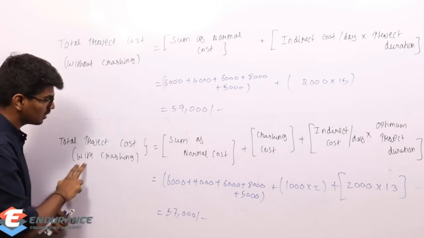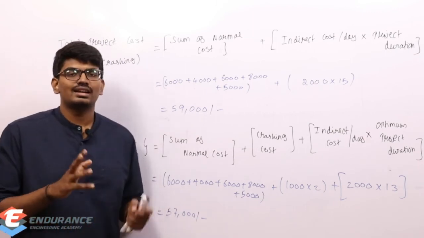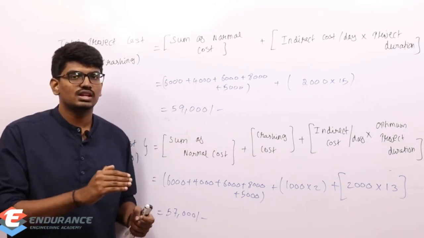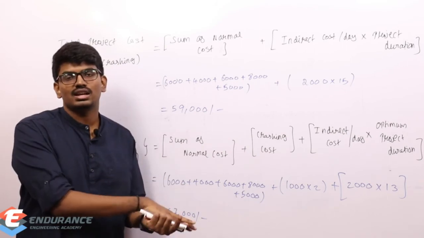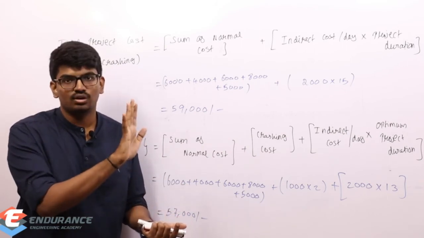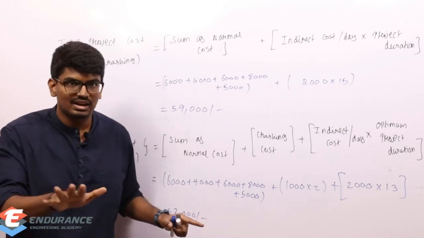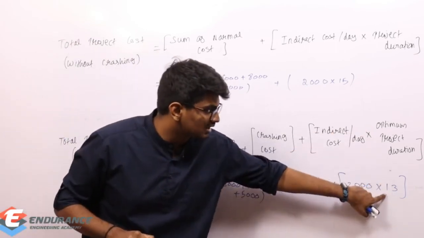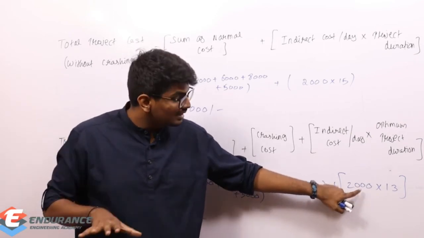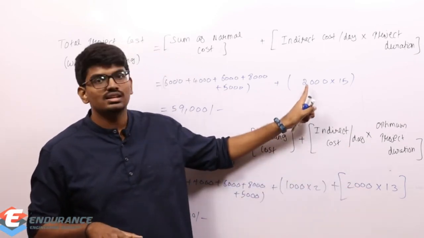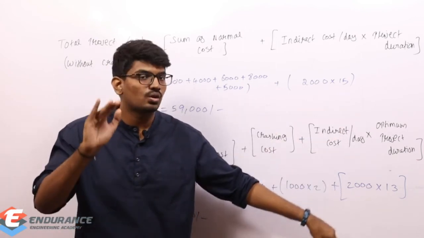Similarly, total project cost with crashing. How many days I crashed? I crashed only 2 days, right? From 15 to 13 only I crashed. I tried to crash from 13 to 11, but when I tried, it became non-economical. So I stopped crashing at 13 itself. After 13, I didn't crash. So my optimum duration was 13, and 13 into 2000 will give me total indirect cost. So indirect cost has obviously decreased, right? Initially it is 2000 into 15, now it is 2000 into 13.